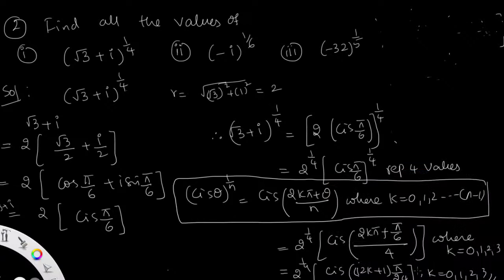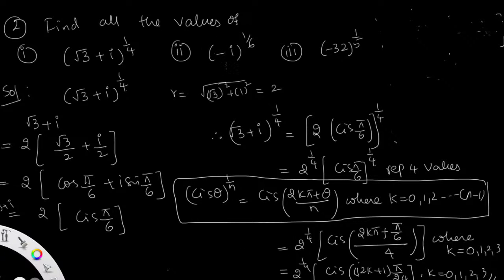It represents 4 values. Now put k = 1, you write cis of (12 + 1), that is 13π/24. Similarly put k = 2 and 3; just substitute the values and we can get the answers. This is enough for you.